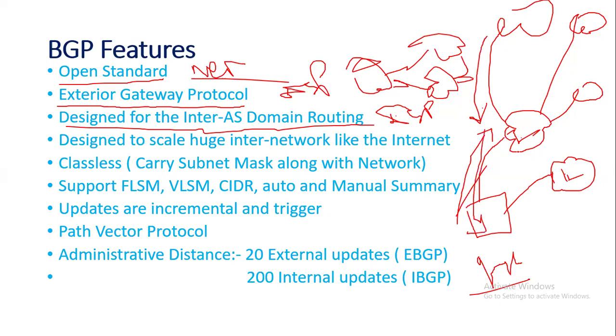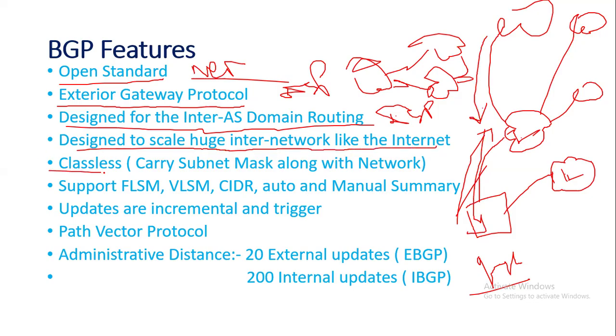So it is very useful for your internet, and they should know about the connections across multiple layers, and get the routing information about the other server or where it is hosted. That is what it is designed for: inter-AS domain routing. We can use it for an inter-network like the internet.